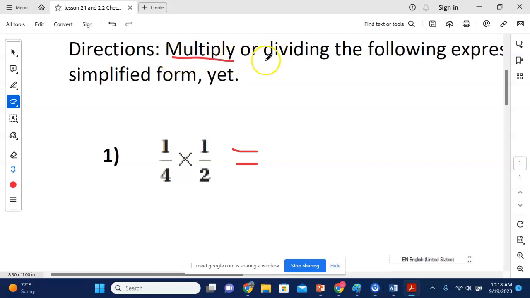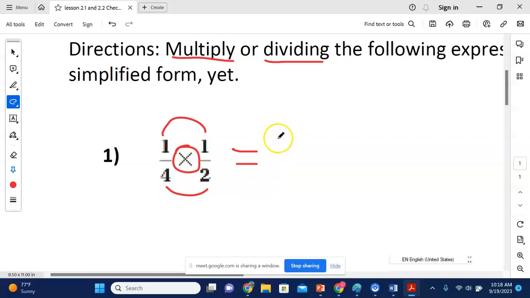Okay, say multiplying or dividing. So what are we doing with number 1? We're multiplying. So what does the rule say when it comes to multiplying? We take numerator times what? And then denominator times. Okay, so we have 1 times 1.